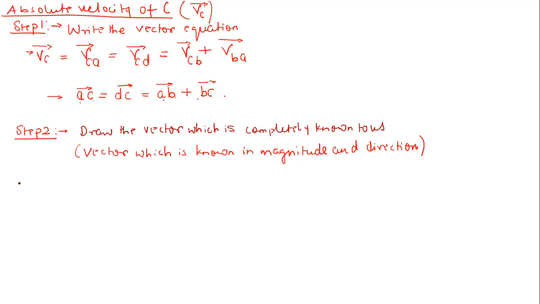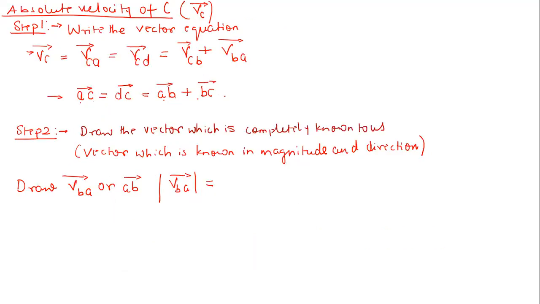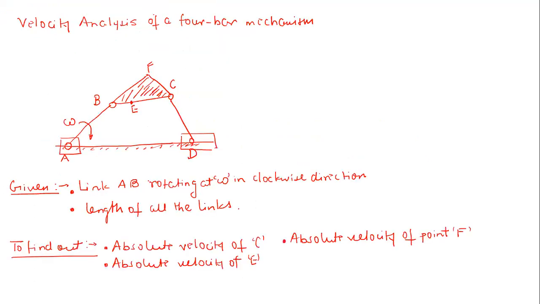So now, first of all, we will draw the VBA vector, or you can simply say AB vector. Now what is the magnitude of this VBA vector? That is simply the velocity of B with respect to A. So can anyone tell what will be the magnitude of this VBA vector? Omega AB. Very good. So velocity of point B with respect to A is simply equal to omega AB.